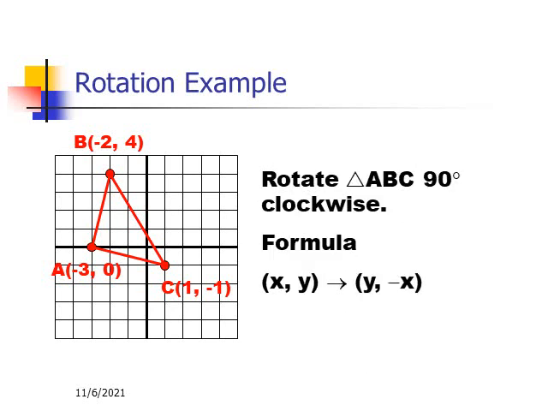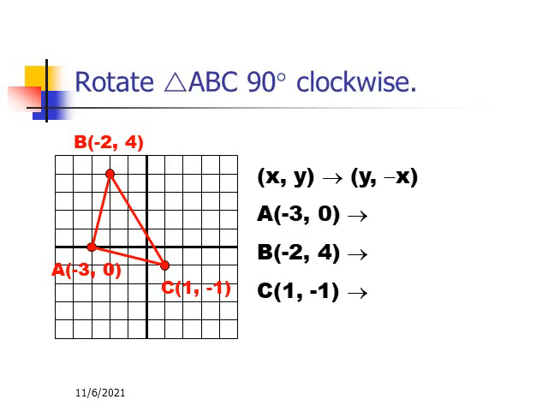Now I want to rotate the triangle ABC clockwise. Don't forget that if I want to rotate clockwise, I change places and give sign to the second. It's very important. So now I do that here. I take my points A, B, and C. A is -3 and 0. So I change places, so it becomes 0 and -3. It changes sign for the second, so it becomes 0 and 3.